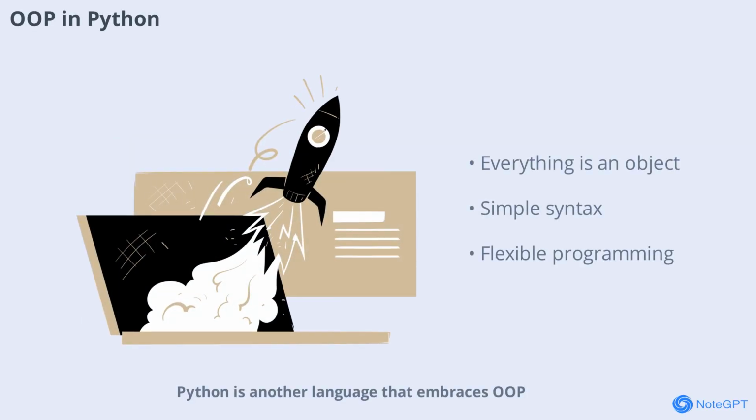Python is another language that embraces OOP, offering a simple and readable syntax. In Python, everything is an object, making it easy to apply OOP principles. Python's flexibility allows you to mix OOP with other programming styles, giving you the best of both worlds for different types of projects.